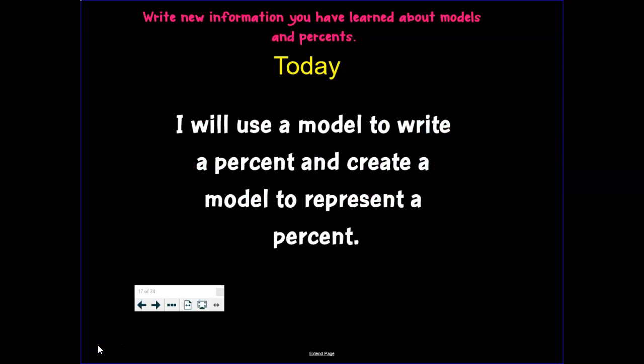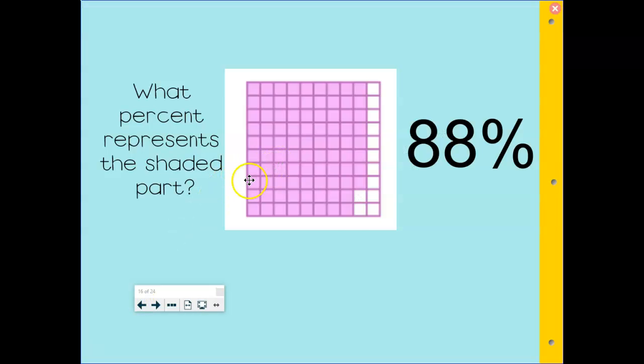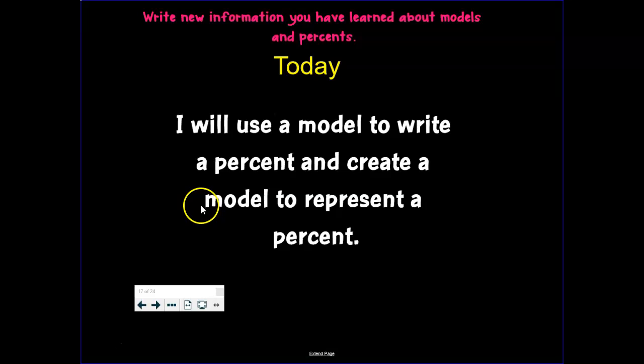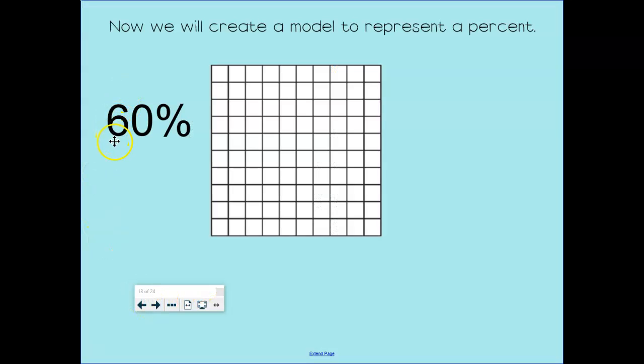So let's review our objective. I will use a model to write a percent and create a model to represent a percent. So we have been reading or looking at these models and then writing the percent that match the model. So now we're going to switch gears and learn how to create models to represent a percent number. So here's the number. The number is 60%, and I'm going to create a model to represent that.